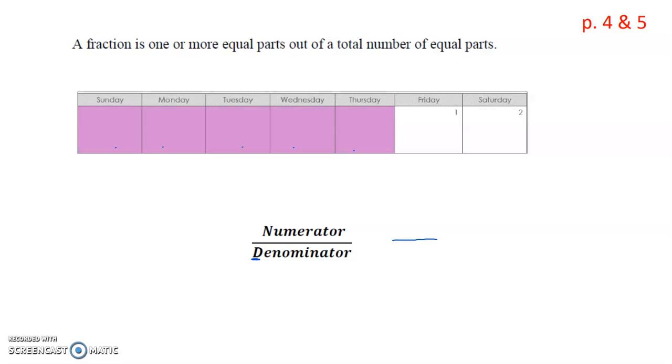We can think of denominator as down. The denominator is always the total number of pieces, if you will. So we have 7 days in the week, and the numerator, the number up top, is going to be the number that is shaded. So our fraction here is going to be 5/7. The numerator is 5 and the denominator is 7. So if you remember the D for down, this is going to be your total, and the numerator is going to be the parts of the total.